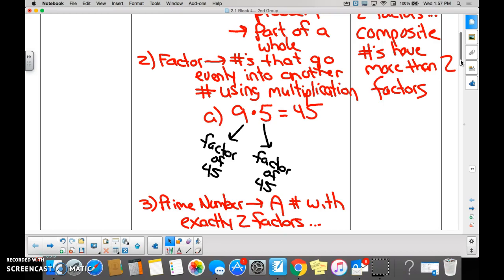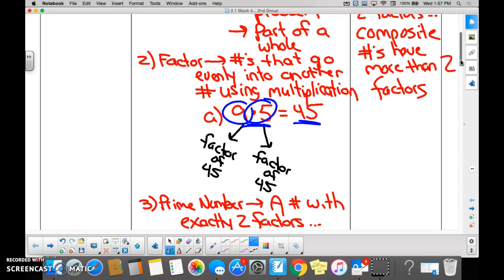Can a factor be bigger than a given number? No. Can it be the same? Yes. And it must be the same or smaller. Nice job. Okay, so the example is 9 times 5. You all know it because you're great at your multiplication facts. 9 times 5 is 45, right? Yes. A factor of 45 is 9 and 5.